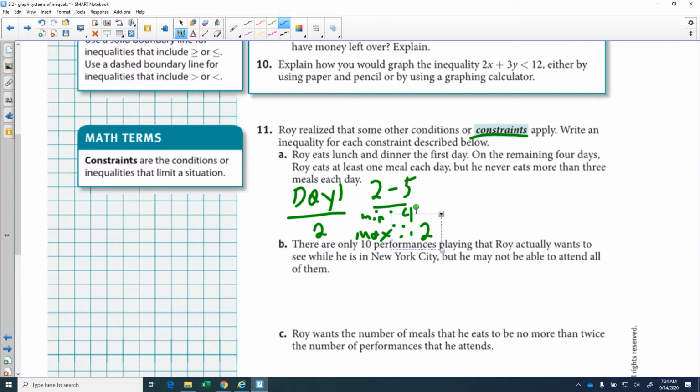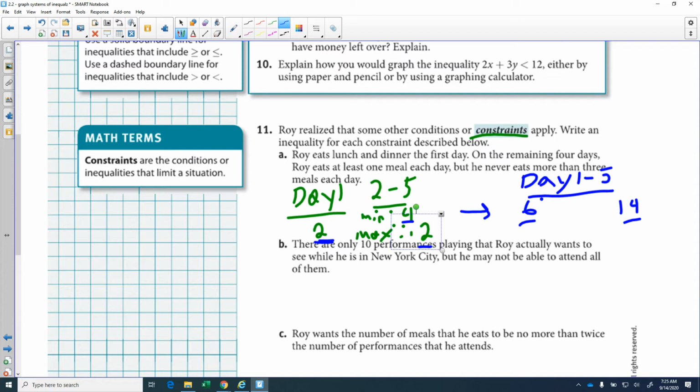So now if I'm trying to think of how many meals, day 1 through 5, what's the most amount of meals he could have? Well, the minimum amount of meals he could have would be 6. The maximum he could have is 14, because it would be 2 plus 4 to give me 6, and 2 plus 12 to give me 14.